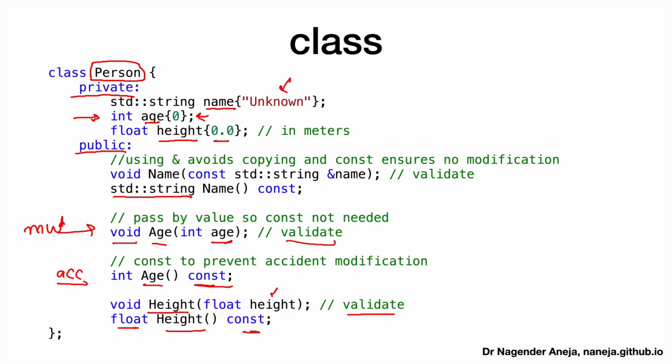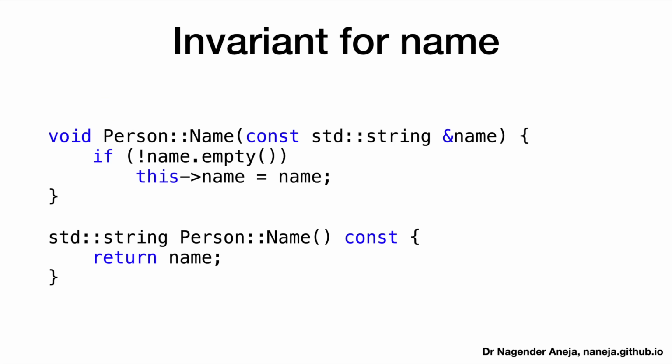Similarly, the height is received by value, so you may not write it as constant, because any accidental changes will affect only the local copy, right? And this is the invariant for the name. For example, we receive the name, and we are checking that it is not empty. If it is not empty, then we are assigning this name. By default, if it is empty, then all the names will be unknown. Otherwise, the empty string will enter into our database.